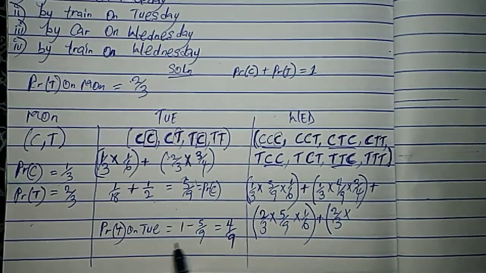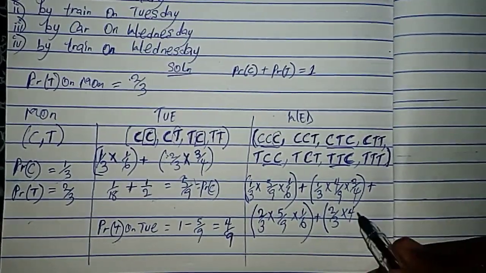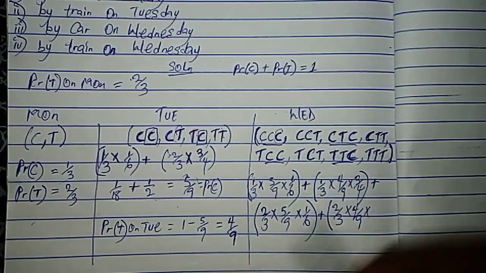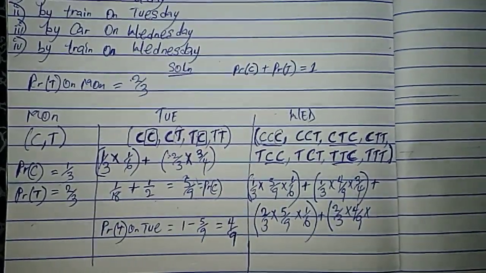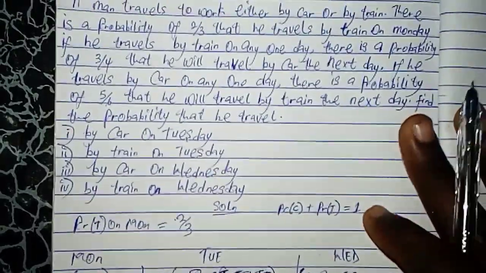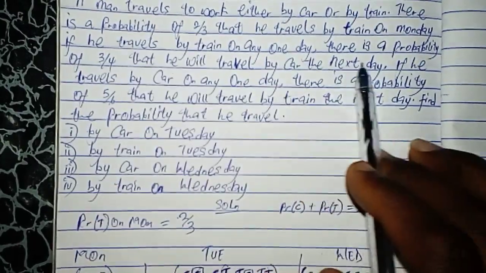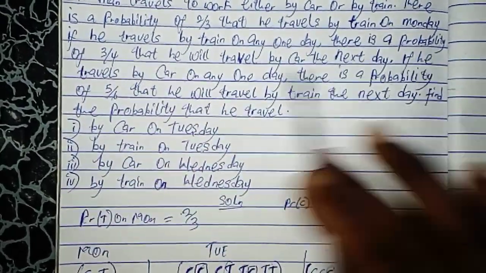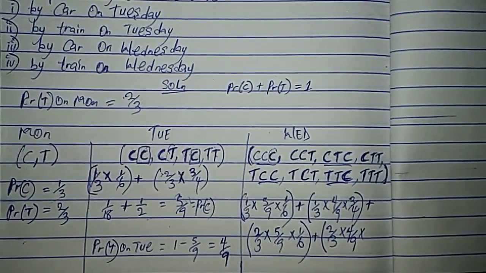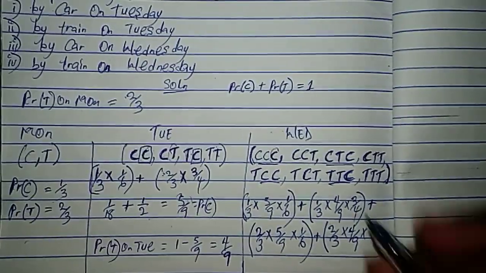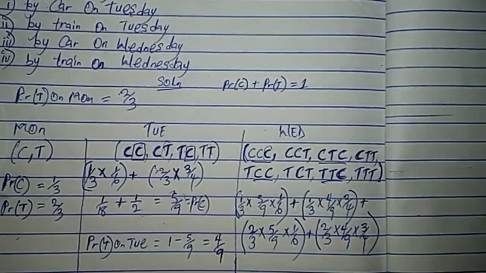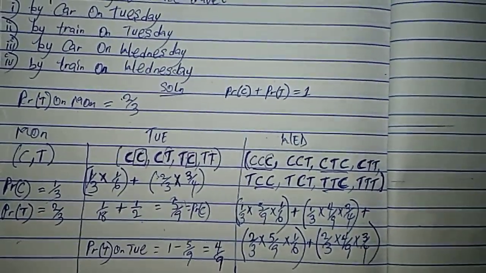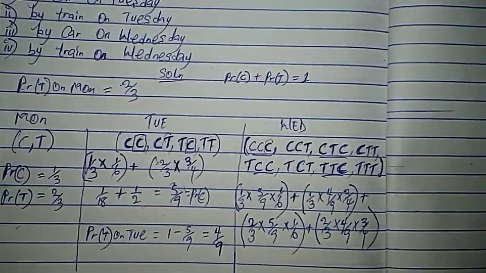This train on Tuesday will be 4/9 times car on Wednesday, sorry. From the question, we know that if he travels by train on any one day, there is a probability of 3/4 that he travels by car the next day. Now, he traveled by train on Tuesday. There will be a probability of 3/4 that he travels by car on Wednesday, which is this 3/4. Now, add up all the possible events after multiplying inside. I would love to skip that.